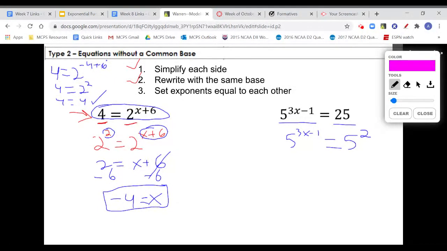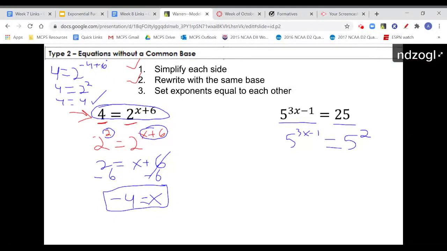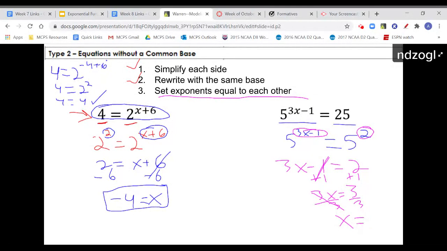At this point, we have simplified each side. We have rewritten with the same base, so I'm ready to move on to step 3, set the exponents equal to each other. And I'm going to take 3x minus 1 and set that equal to 2. It's a nice two-step equation here, so we always have to start with the addition or subtraction, and I add 1 to both sides. 3x equals 3, and then I have a multiplication, so to undo it, I'm going to divide, and that leaves me with x is equal to 1.